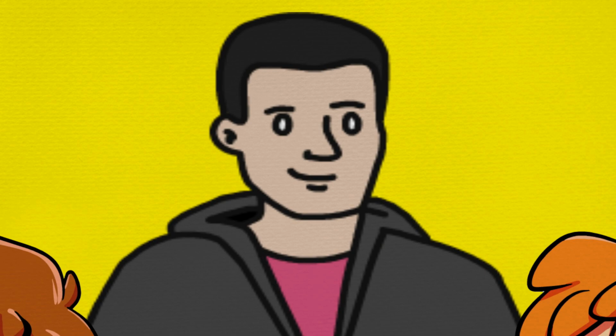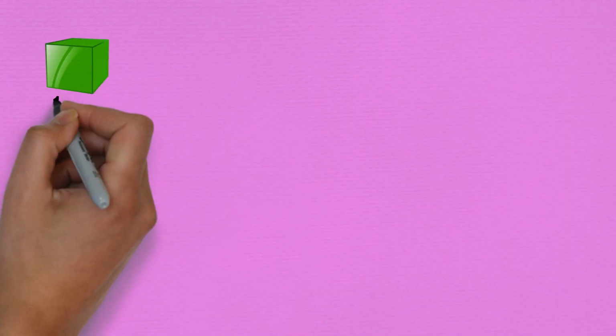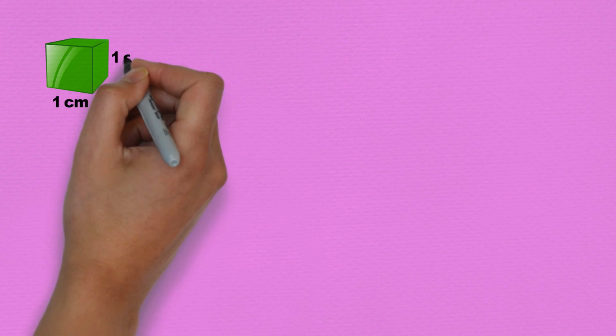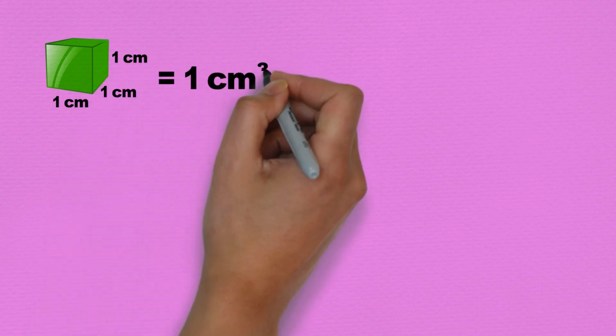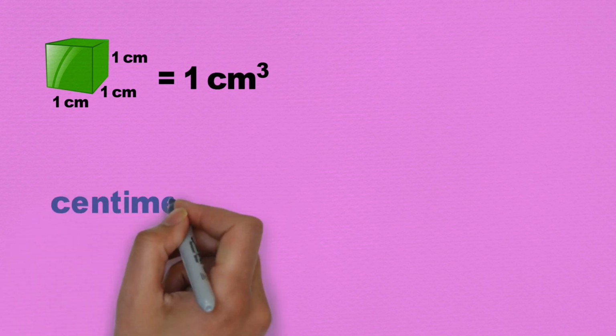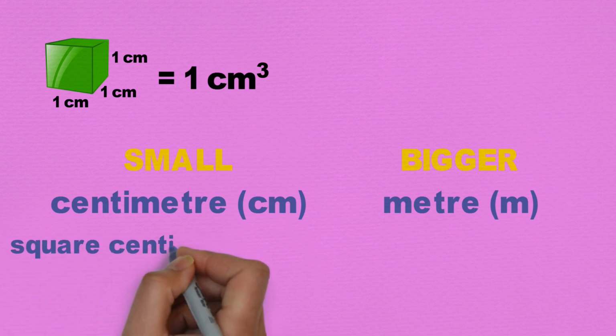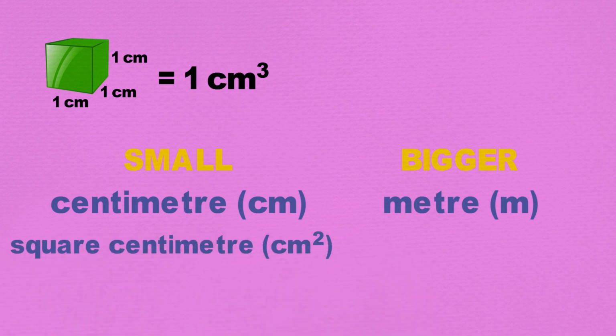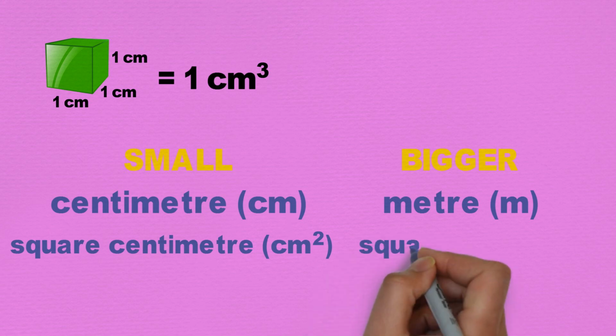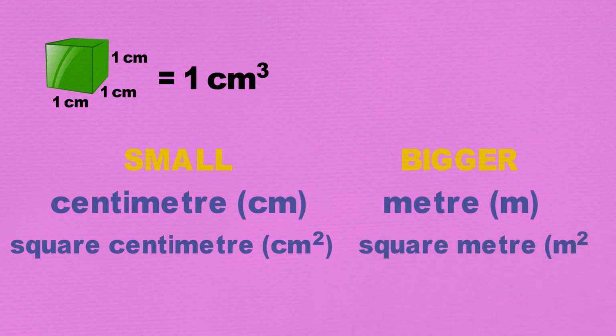"Yes, Max," replied their dad. "The centimeter cube, which has a volume of 1 cubic centimeter, is way too small to use on my boxes or the space in the back of the van. Just like when you use meters instead of centimeters to measure bigger lengths, such as the length of a room, or when you use square meters instead of square centimeters to measure bigger areas, such as the area of a wall, it's the same with volume.